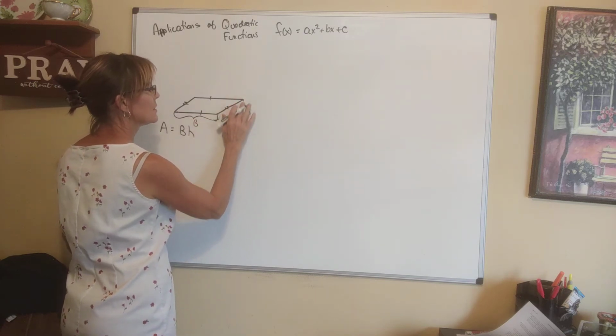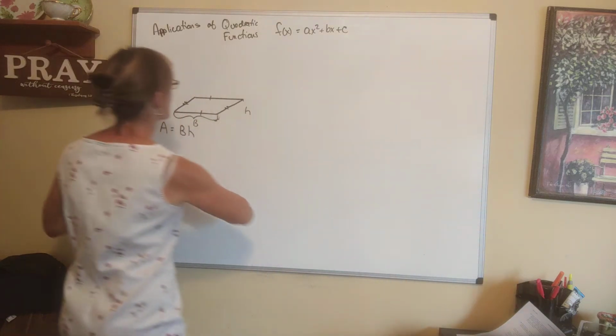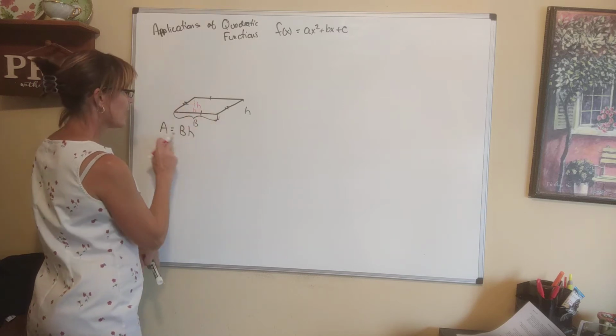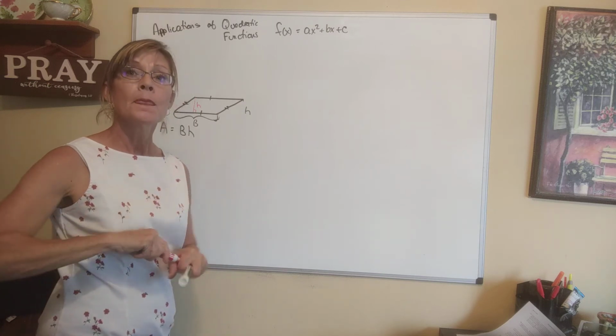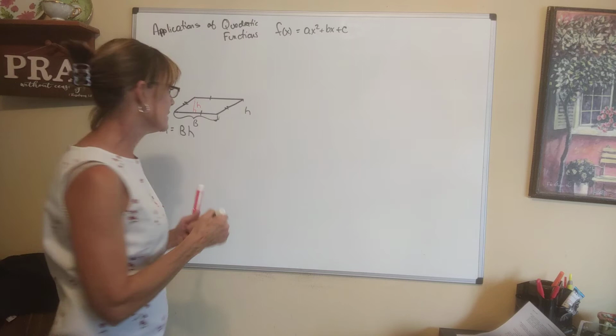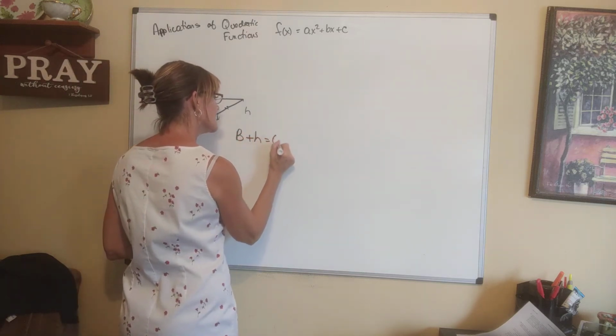Let me use a different color so it doesn't look like that's the same thing. We don't know the height. Let me do the height this way. This is the height, some perpendicular that's dropped down. So the area is base times height. They gave us other information: if you add the base plus the height, it's 69. So the base plus the height is 69.